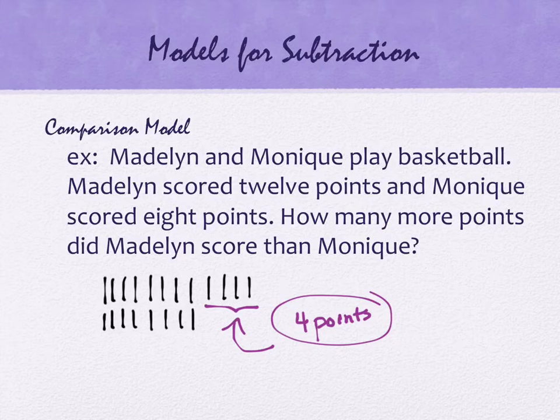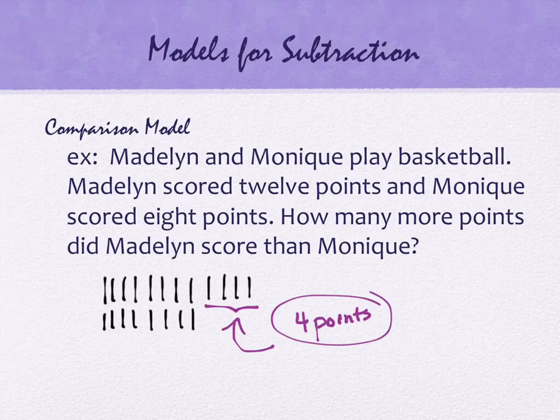The last model, let me make a comment. All 3 of these models so far are used for sets, for whole numbers of objects. I can't talk about scoring a half of a point in basketball or half of a shot, right? That doesn't make sense. I can't talk about collecting half of a leaf or having half of a rock, all right? So all 3 of these models so far would be the set models for subtraction.